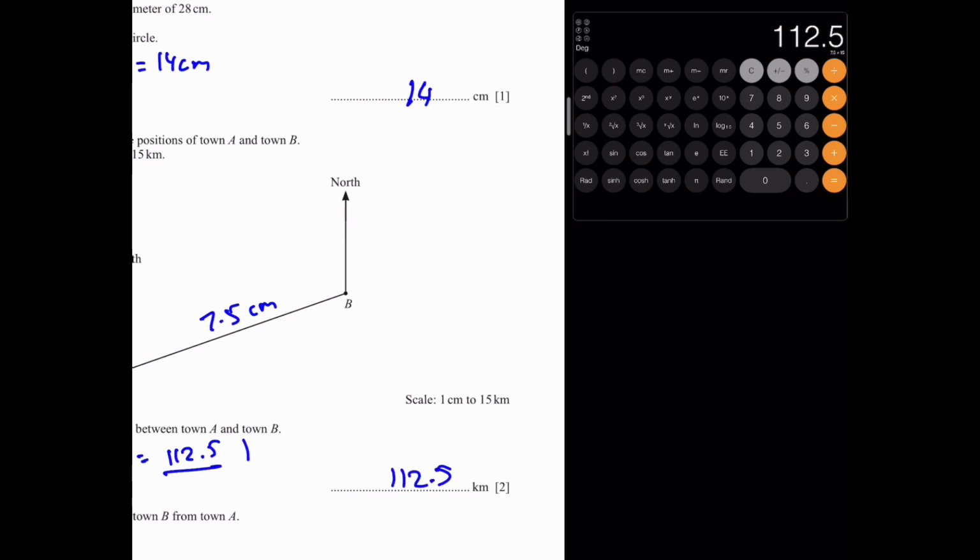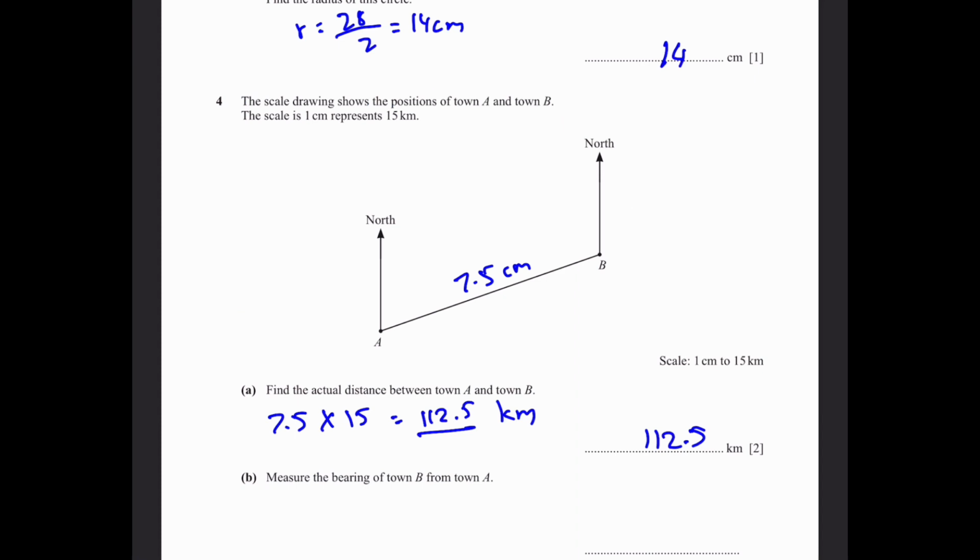In kilometers, obviously. B. Measure the bearing of town B from town A. So first we need to see which town it's from. So it's from town A, which means we should see the angle clockwise from the north line of town A, which points to town B. That's this angle here. And when you measure it after printing it out, it's 71 degrees. So now we have to write this as a bearing, so we have to write it in 3 digits, 071 degrees.